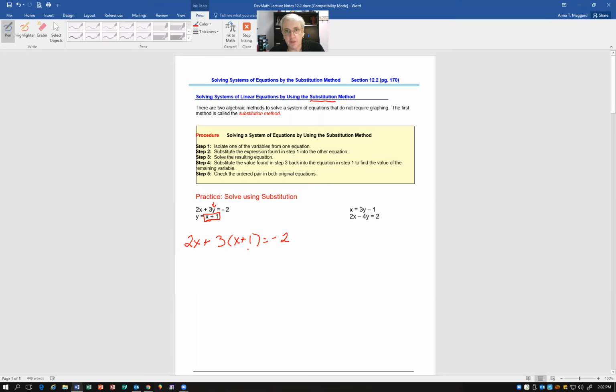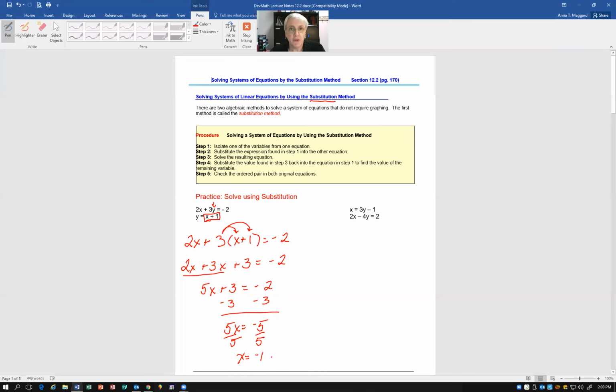Really important to put those parentheses to remind you that this 3 is times the x, and the 3 is times the 1. So I'll have 2x plus 3x plus 3 is -2. I'll combine my like terms together. 5x plus 3 is a -2. I will subtract 3 from both sides. 5x is a -5, and when I divide by 5, I get x is a -1.